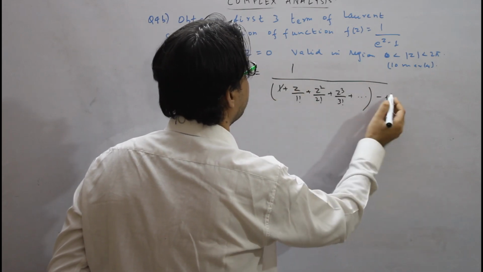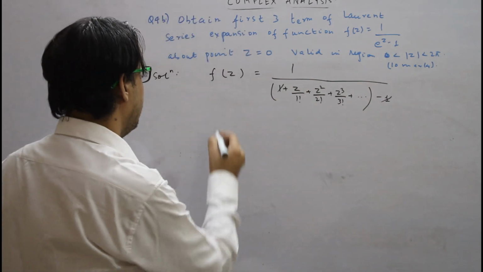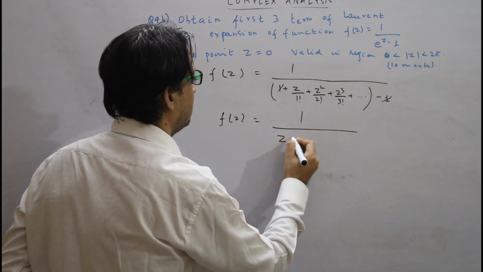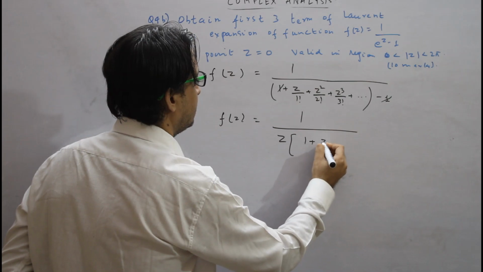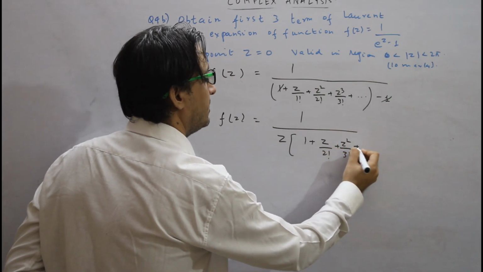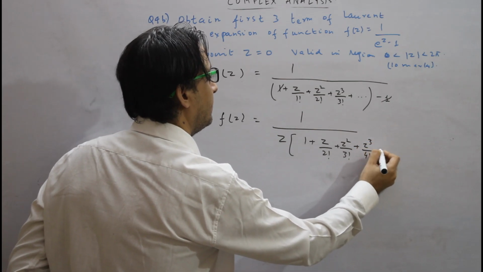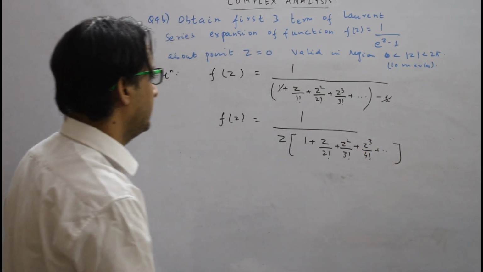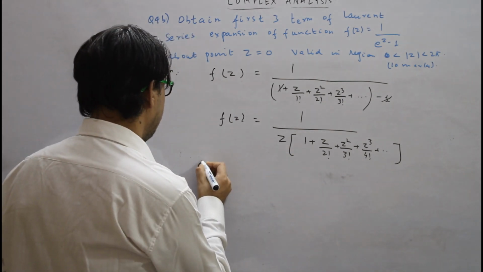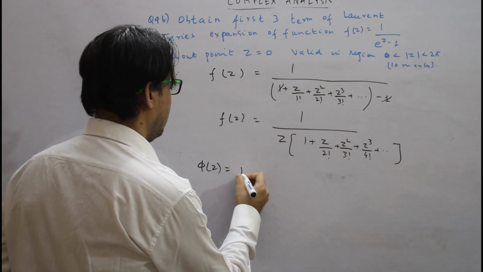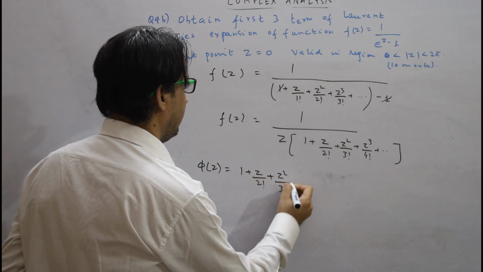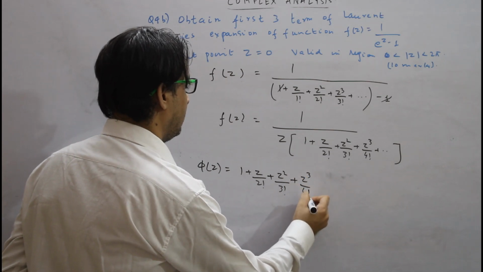So this one and this one will get cancelled. So I can write this as f of z is equal to, I can take z as common. This becomes 1 plus z by 2 factorial plus z square by 3 factorial plus z cube by 4 factorial and so on. Suppose I take the whole term as some function phi of z: 1 plus z by 2 factorial plus z square by 3 factorial plus z cube by 4 factorial.